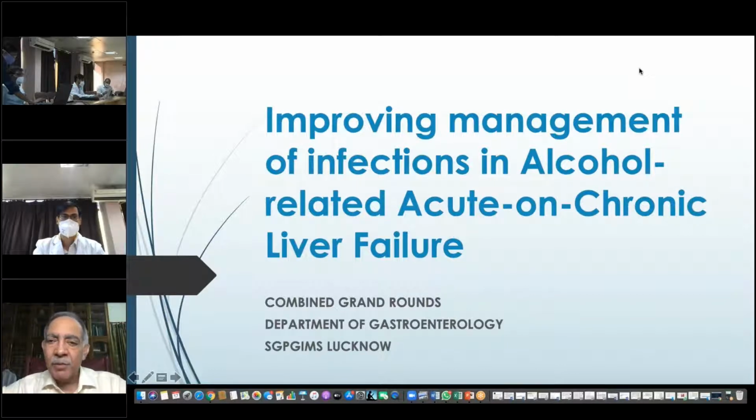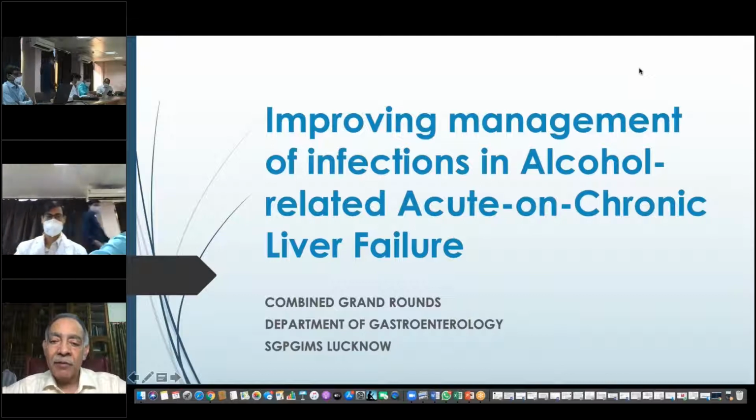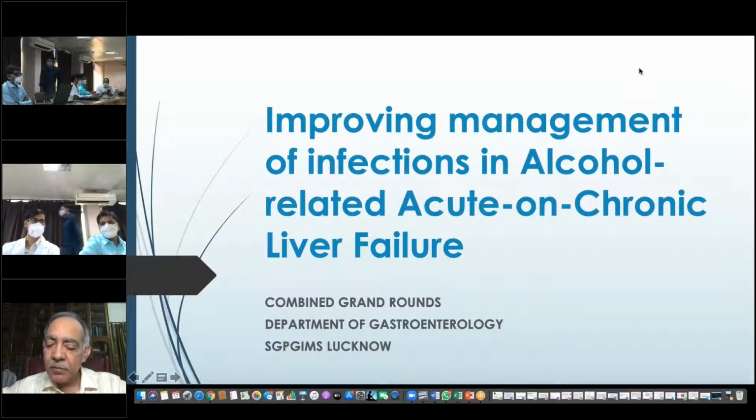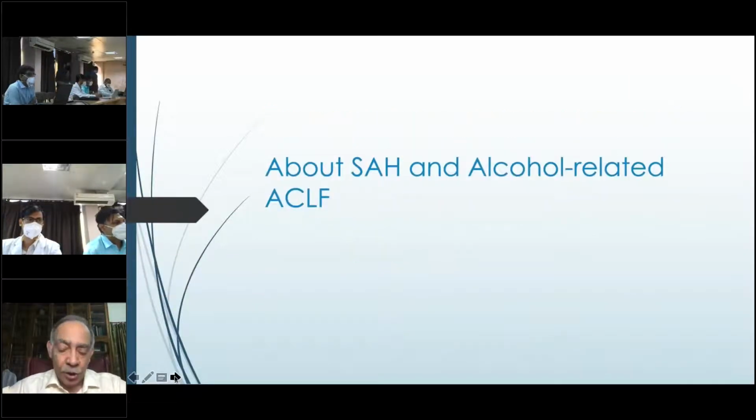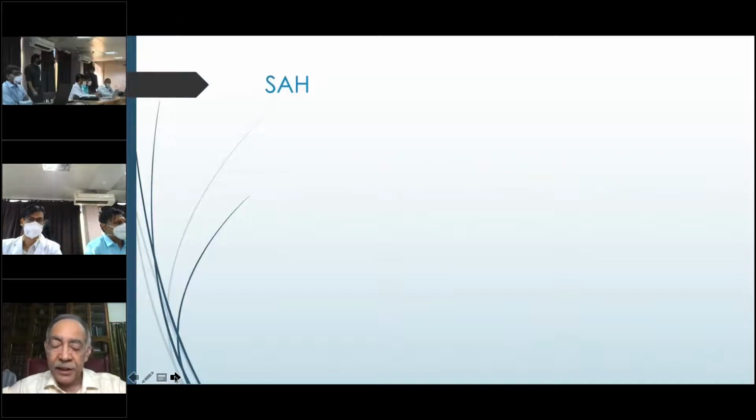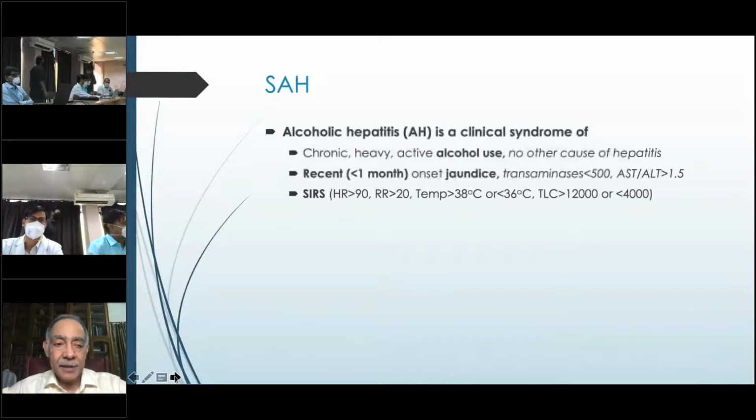Moving away from the theme of COVID-19, which has been dominating our CGRs lately, we thought we'd present something that is of great interest to all of us, that is improving the management of infections in a problem that is very common on our floors, that is alcohol-related severe acute hepatitis and acute on chronic liver failure. So briefly talking to you about acute on chronic liver failure and severe acute hepatitis.